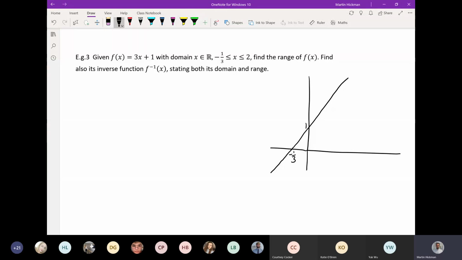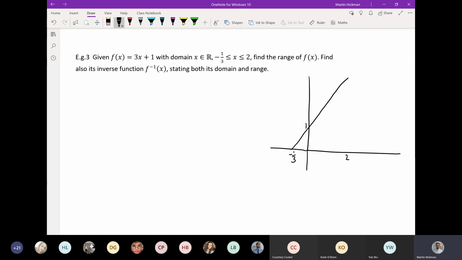However, if I look at the domain, actually, let me just readjust that. Then I just want to draw it like this, because the domain is just between minus a third and 2. So we're going to say that x equals 2 is here. So this is the graph, and the domain's been restricted, so it's just going to go between these two values.